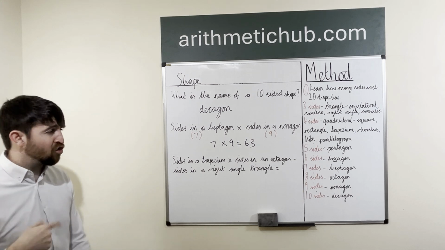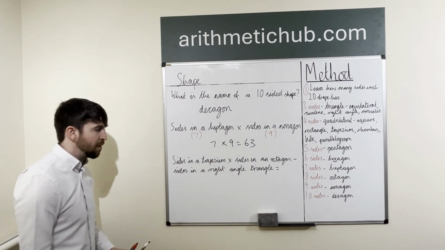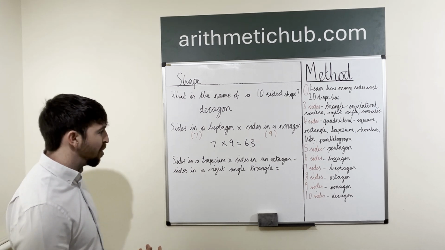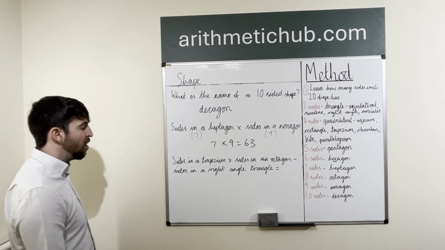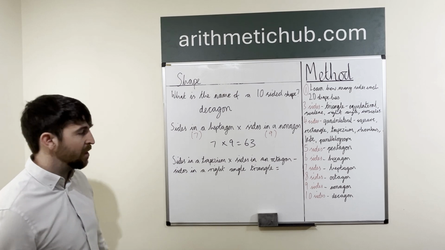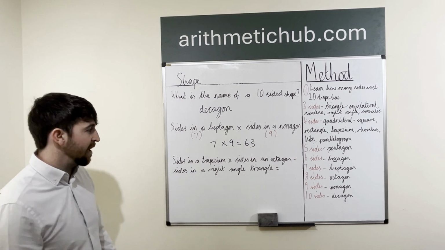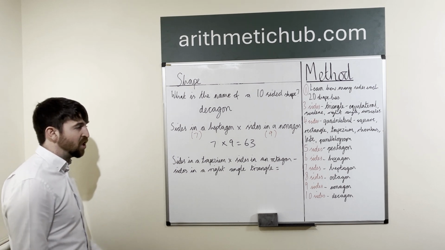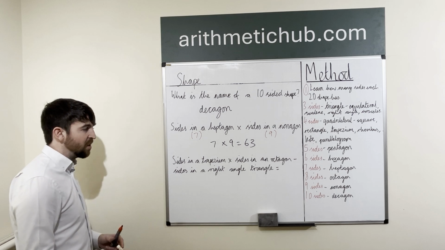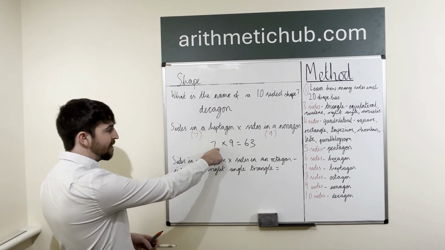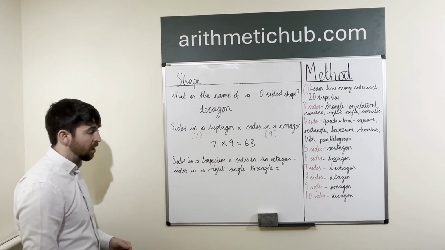Here, this looks so much more complicated than it is because it says sides in a trapezium multiplied by sides in an octagon minus sides in a right angle triangle. So again, you're thinking, oh, okay, I need to know all of these and I need to know how to do a multiplication and then a subtraction. But actually, let's annotate on and let's write it out as an actual calculation like I've done over here.